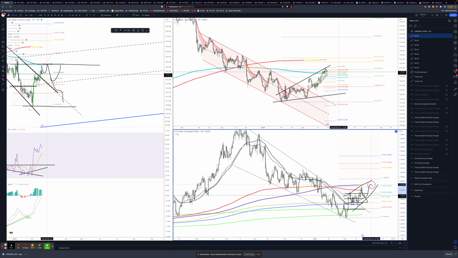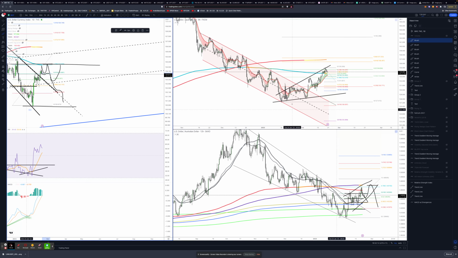Usually when we have that, it goes down. So the Aussie dollar might still go up a bit, but this is difficult to say at this point. But I do feel like this is going to go up more, and the US dollar might just go sideways a bit while that happens.